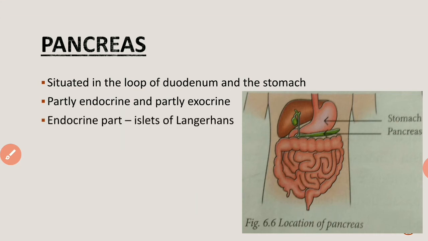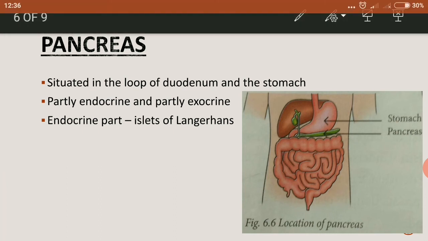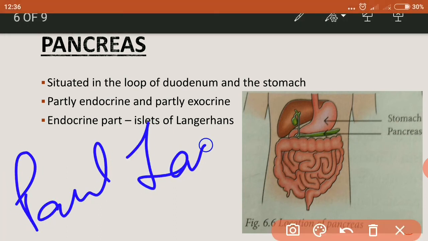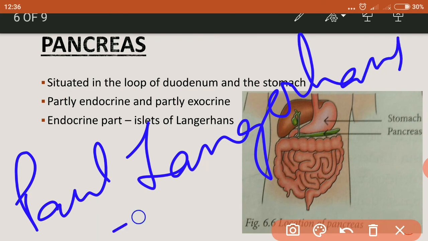And this endocrine part is made up of special cells which are called islets of Langerhans. This name was given after a German biologist whose name is Paul Langerhans. Paul Langerhans was a German biologist who is credited with the discovery of these cells that secrete insulin. Insulin is the hormone secreted by the pancreas. He observed these cells as groups or clusters and called them islets. Islets means what? Islands. And therefore these cells were given the name after him as islets of Langerhans.